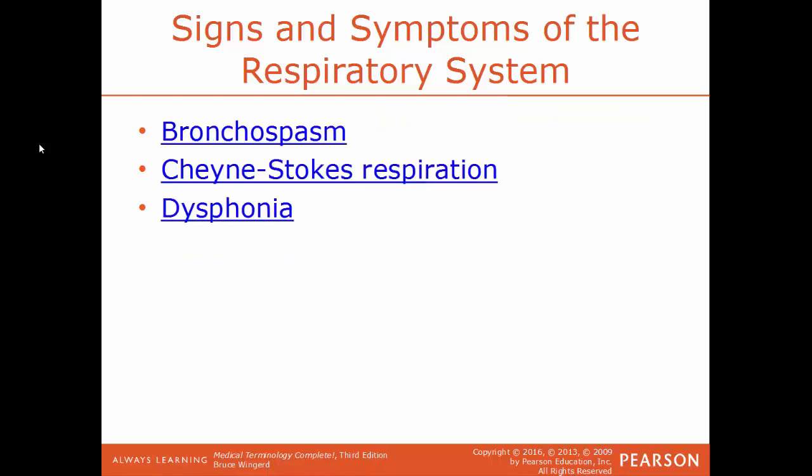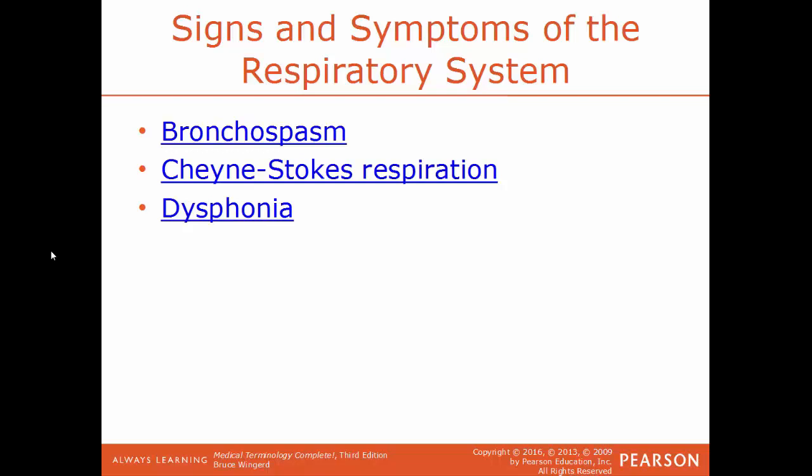Bronchospasm. This is having spasms of the bronchial tubes, an involuntary contraction. This will result in the narrowing of the bronchial tubes. Cheyne-Stokes respiration. This is a reference to a particular pattern of breathing. It's an abnormal pattern that includes your breathing getting progressively deeper and deeper, and sometimes very, very rapid. Then there'll be a slow decrease, and then there'll be a stoppage of breathing. And this pattern will repeat itself over and over again.